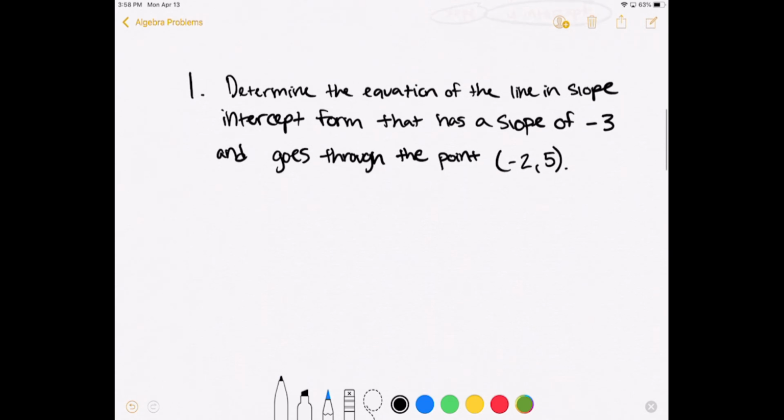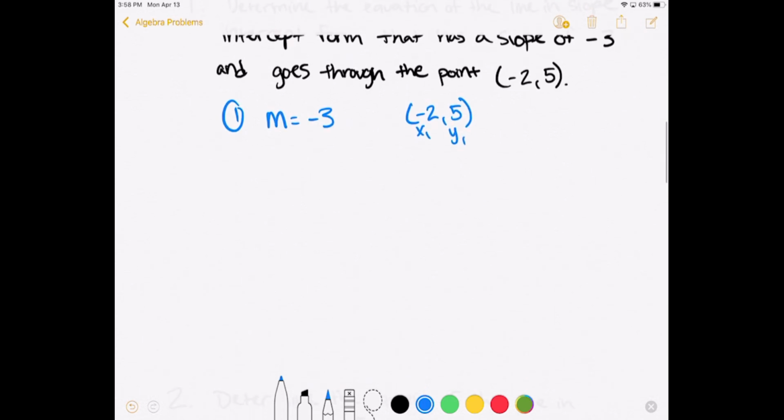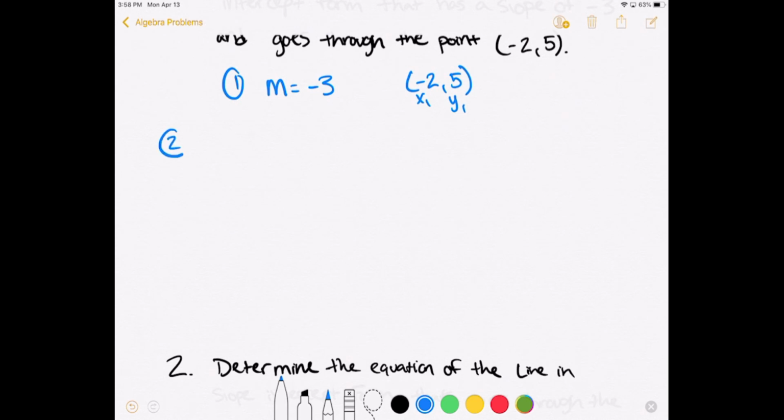So let's go with the first problem here. It says determine the equation of the line in slope-intercept form that has a slope of -3 and goes through the point (-2, 5). Step 1 on this problem is already done because they give us the slope. They tell me that my slope is -3, and they also give me a point, (-2, 5), which we're going to label x1, y1. So step 1's done. That's nice. They gave us the slope, so we go straight to step 2.